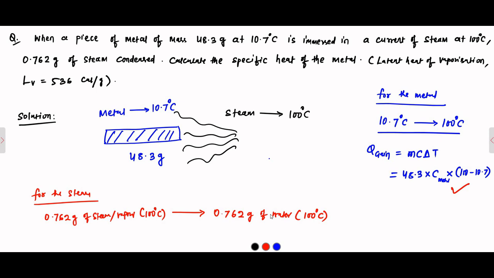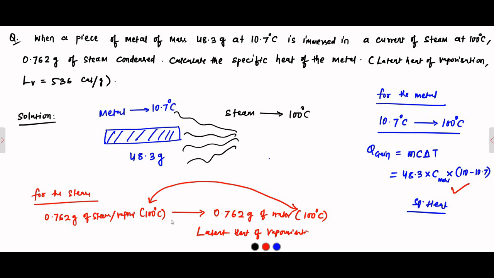Melting and freezing happen at the latent heat of fusion, and evaporation and condensation happen at the latent heat of vaporization. So here the latent heat of vaporization is involved. Why? Because everything is happening at constant temperature. The temperature remains constant; there is no increase or decrease. Here specific heat is involved because there is a rise in temperature of the metal from 10.7 to 100.